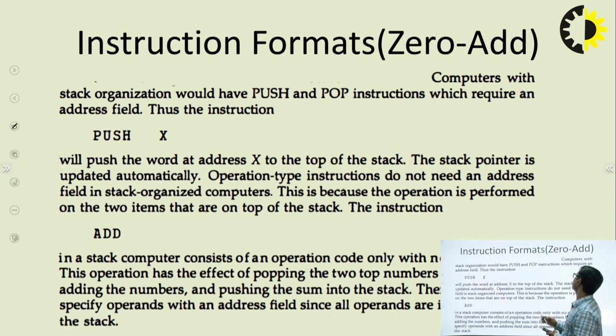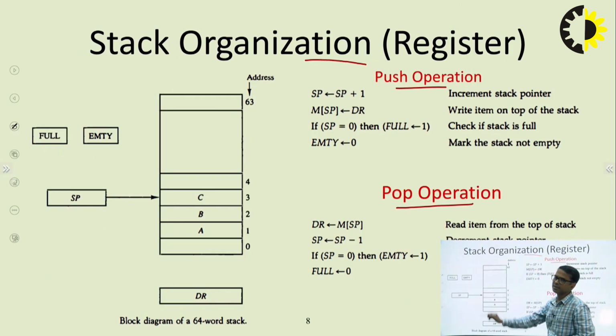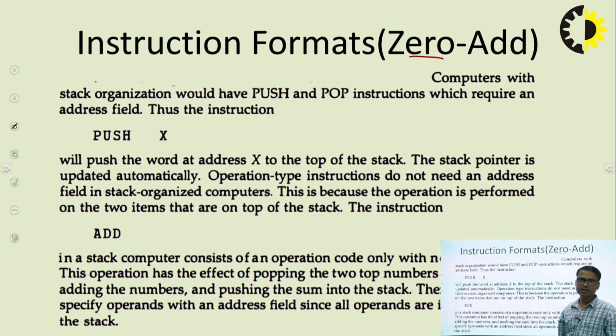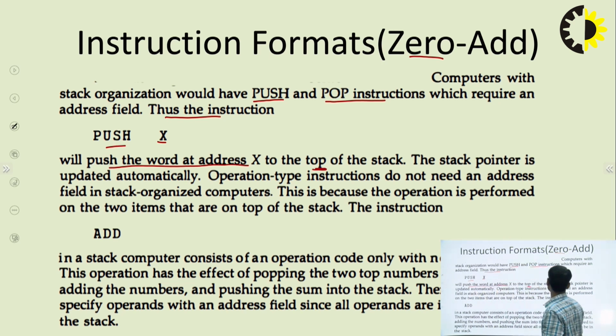Now, the 0 address instruction, that we have already told you about in the organization of the computer, is called the stack organization, and the 0 address is related to this particular organization. In the 0 address, we perform push and pop operations, and there is no explicit notion of addressing, there is implied addressing. So basically we perform push and pop instructions, where push requires an address field. So we will push that data X to the top of the stack. Similarly, when we have pop, it will bring the data from the top.